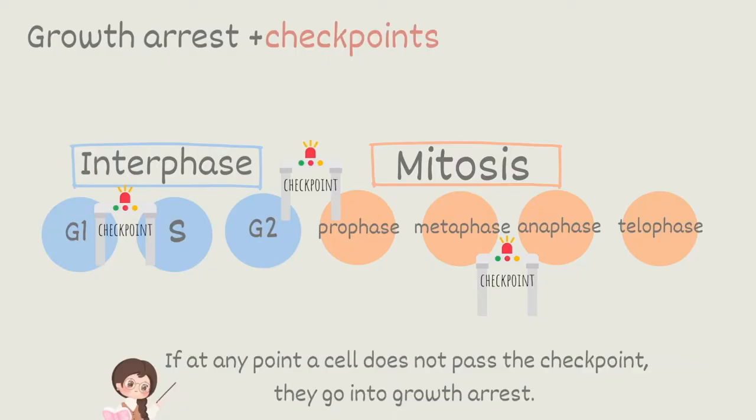Passing means they have this checklist, and the cells must have everything properly checked off. If it's unable to check off everything on the list, it will be arrested. So if at any point a cell does not pass the checkpoints, they go into growth arrest.